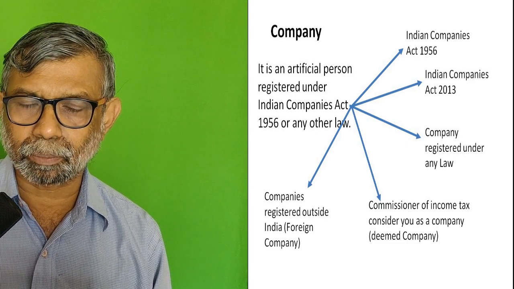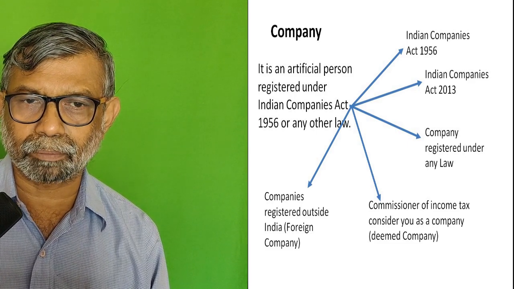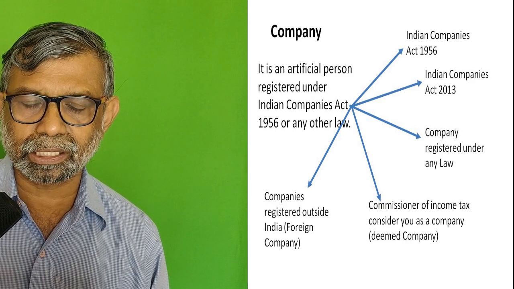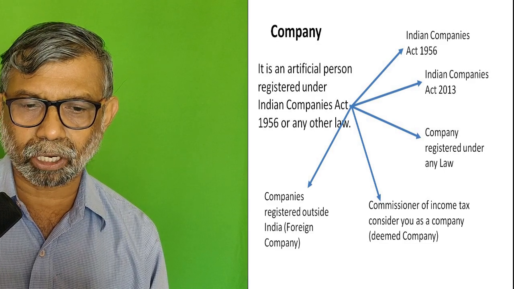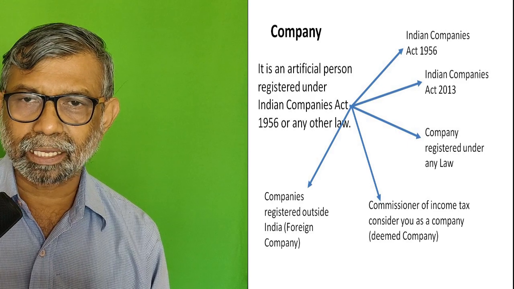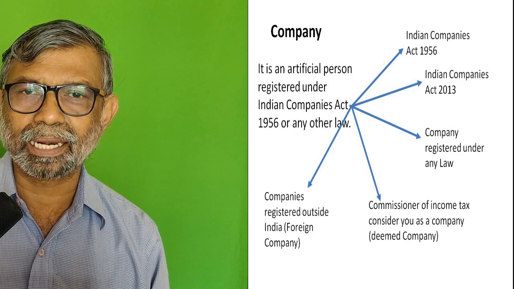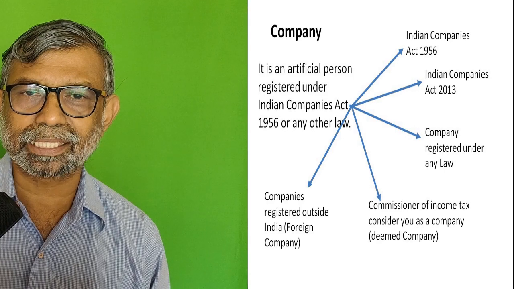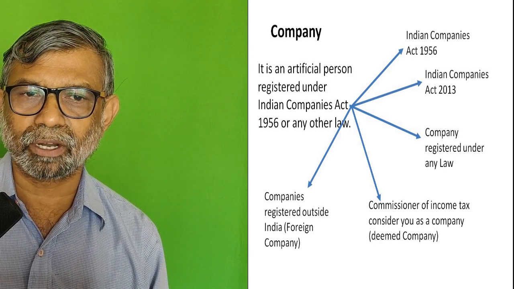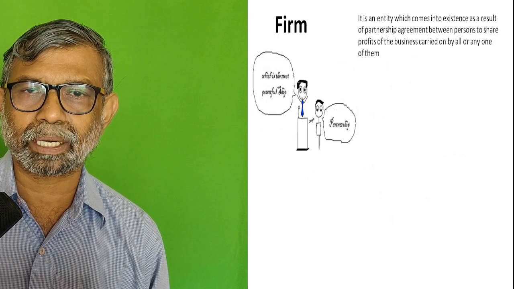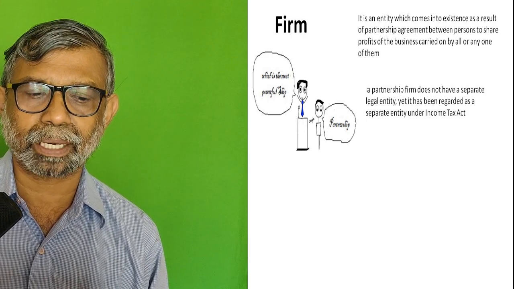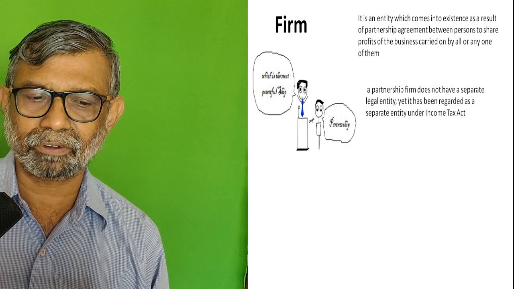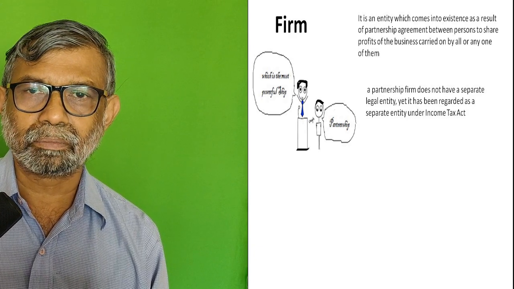Now firm. You learned about firm. Partnership agreement: two or more people come together, agree to carry on business and share the profit or loss. That is a firm. You can register under the Partnership Act or not. Clear? But in the Partnership Act, partner and partnership firm are considered one and the same, because if there is a liability for the partnership firm, the partner is liable for that. But income tax considers the firm as a separate entity and taxes the firm.